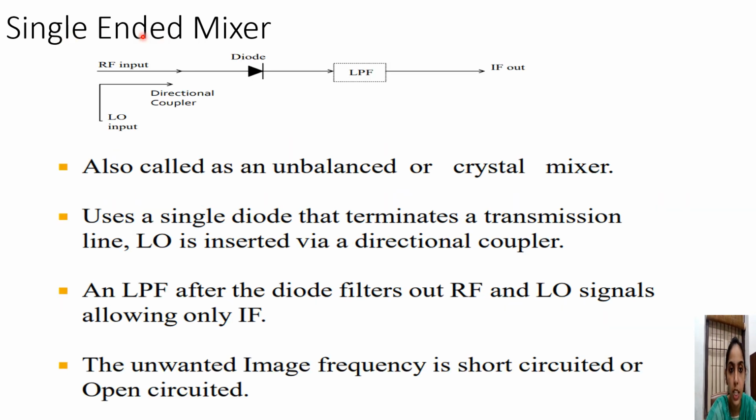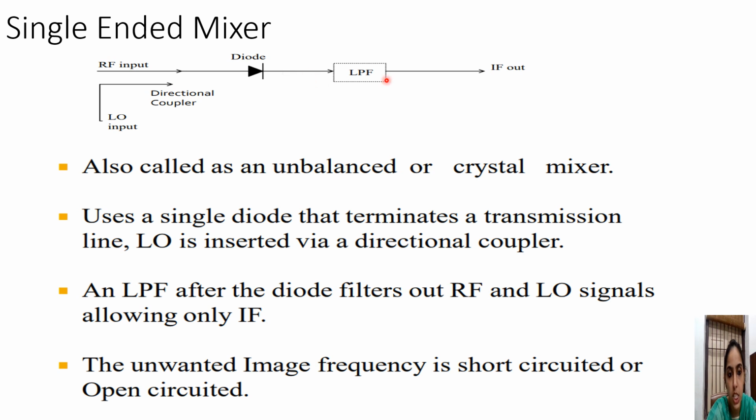Now we have a single-ended mixer here, where a diode is used as a mixer, also called an unbalanced or a crystal mixer. Here we are providing the local oscillator input via, say, a directional coupler, and the RF input and the local oscillator input are combined in the mixer diode. At the output of the diode, the low pass filter filters out the RF and the local oscillator signal.